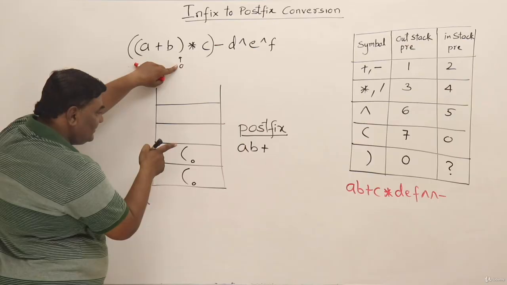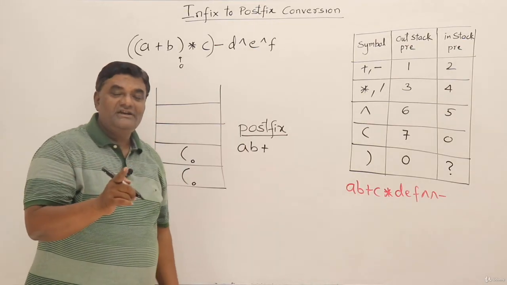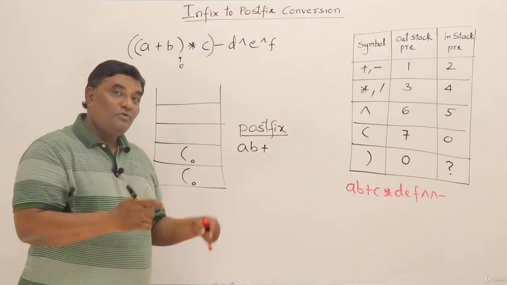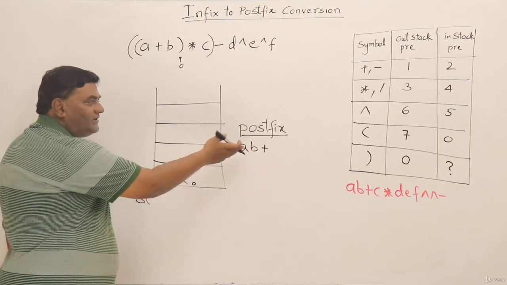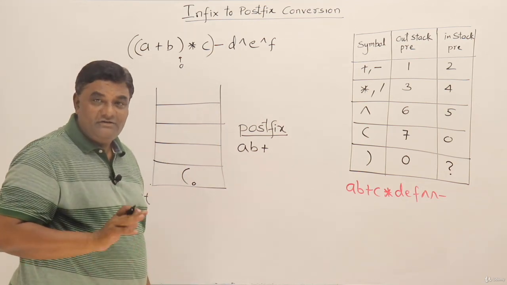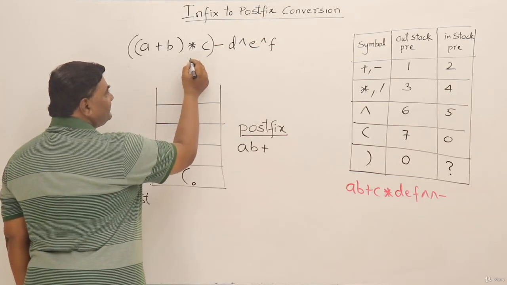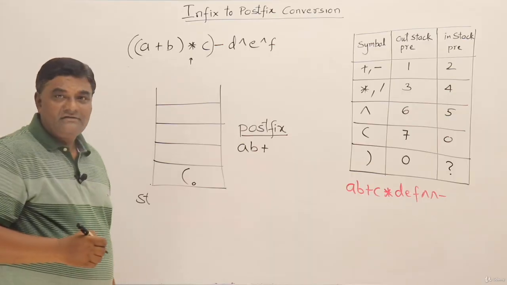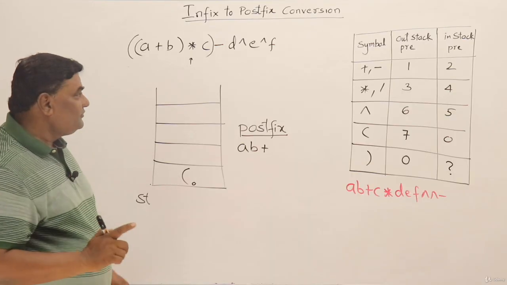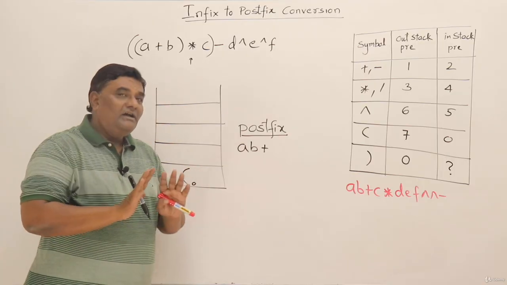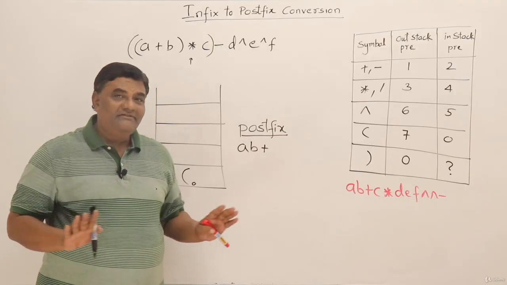Check next. This is 0. This is 0. Oh, their precedences are equal. So this is the only situation where we get precedences equal, when opening and closing bracket. Then what we should do? Pop out. Don't add it to postfix. Simply skip it and move to next symbol because we got a match. This is what you have to do when the precedences are equal, and they will be equal only in the situation where you have a closing bracket here and opening bracket here. Otherwise, in this precedences, that is in stack and out stack, precedences will never be equal.